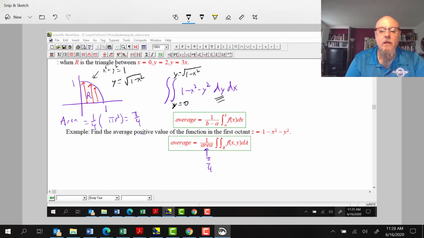Now x's, lowest x in the shape, 0, highest x in the shape. Number, number. Inside ones are curves, outside ones are numbers. So when I evaluate this integral, I'm going to get the volume of this surface with this region, this R footprint, and this 1 minus x squared minus y squared as the roof.